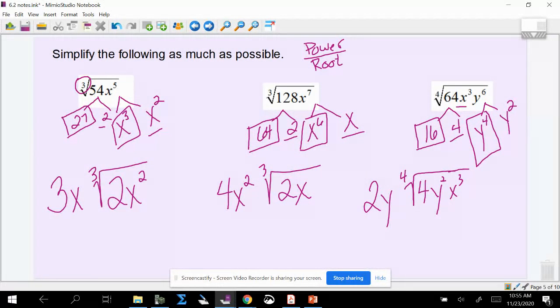So that's how you simplify basic algebraic roots. You're going to use your reference list for the coefficients for the numeric piece, and then you're going to use power over root and see if you can get the power to be divisible by the root. You will have some leftovers if they don't divide evenly, and those leftovers stay under the radical.